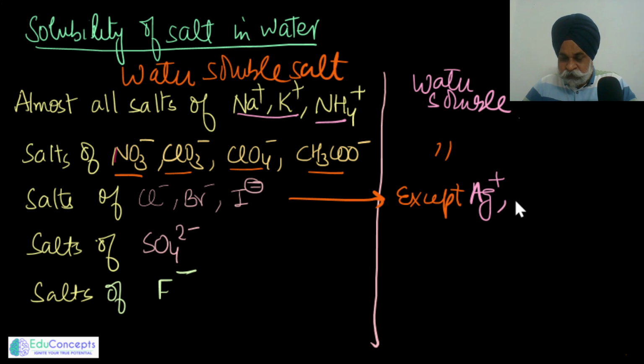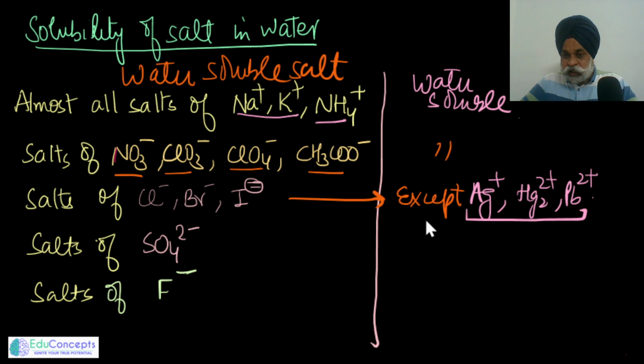Hg positive, Ag positive, Hg2 2 positive, and Pb 2 positive. If you remember, these are the cations of group 1 which get precipitated as chlorides. So these are the three cations which you always have to remember. Their chlorides, bromides and iodides are not water soluble. Otherwise, almost all salts of chloride, bromide and iodide are water soluble.